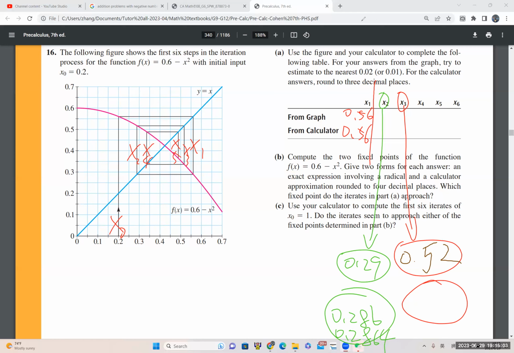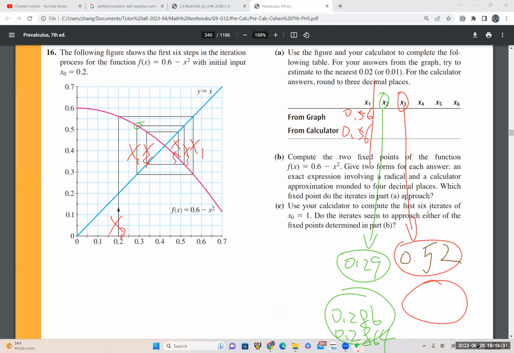So how did you find the calculator? Let's say just now for x2, x2 is 0.2864, right? Take this as input to get the value here. Then it's the x3 you want, right?